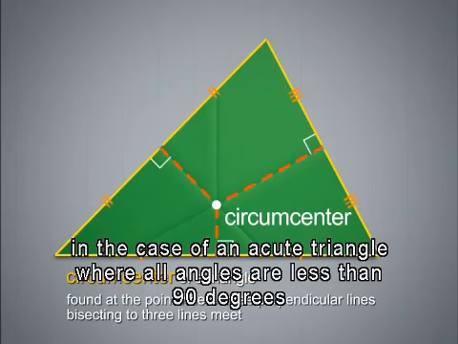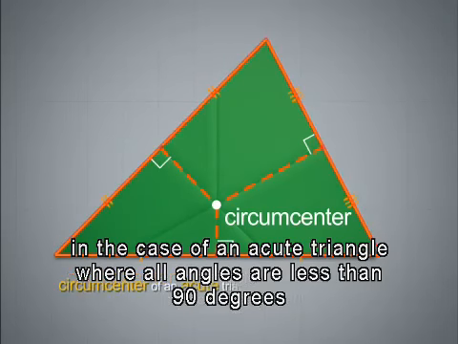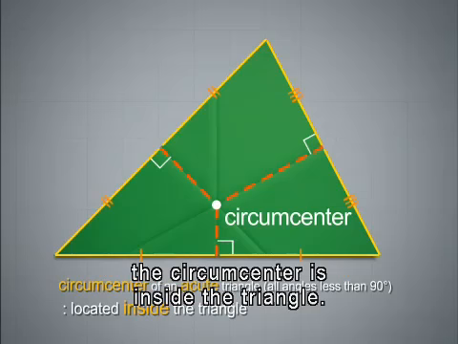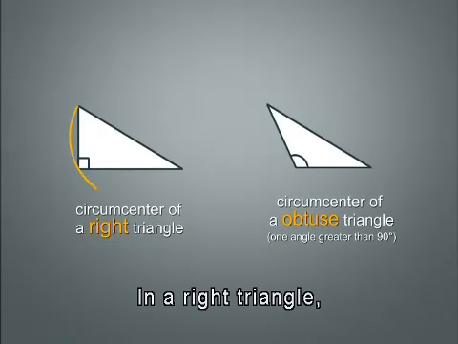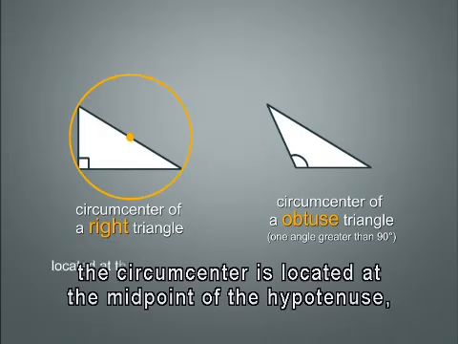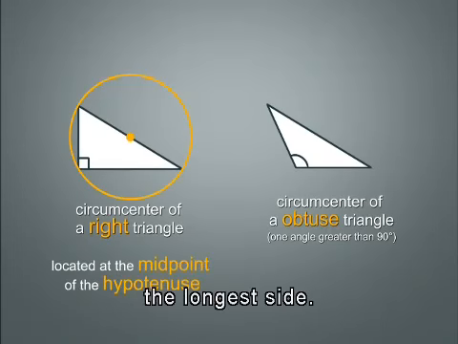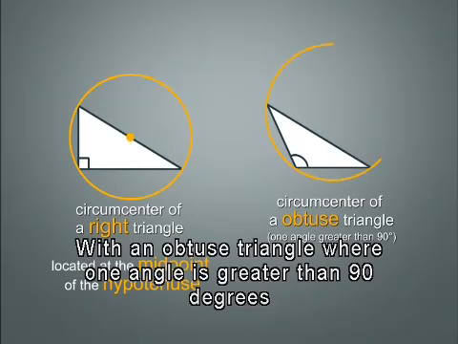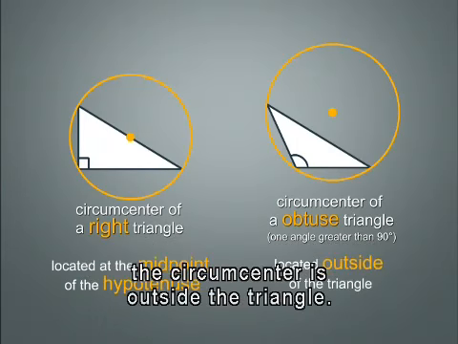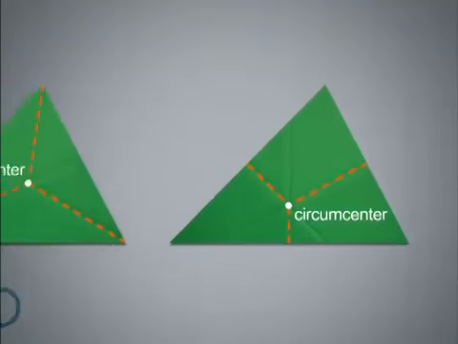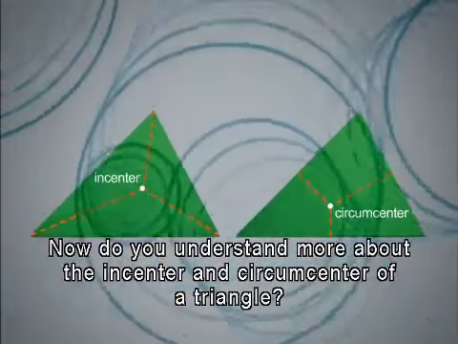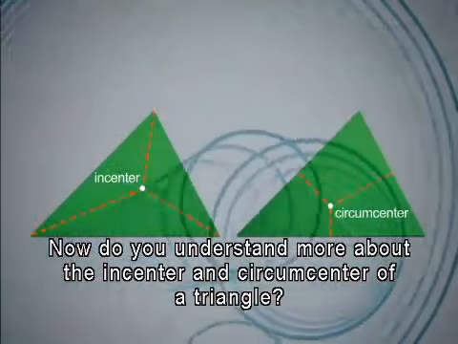As you may have noticed, in the case of an acute triangle where all angles are less than 90 degrees, the circumcenter is inside the triangle. In a right triangle, the circumcenter is located at the midpoint of the hypotenuse, the longest side. With an obtuse triangle where one angle is greater than 90 degrees, the circumcenter is outside the triangle. Now, do you understand more about the incenter and circumcenter of a triangle?